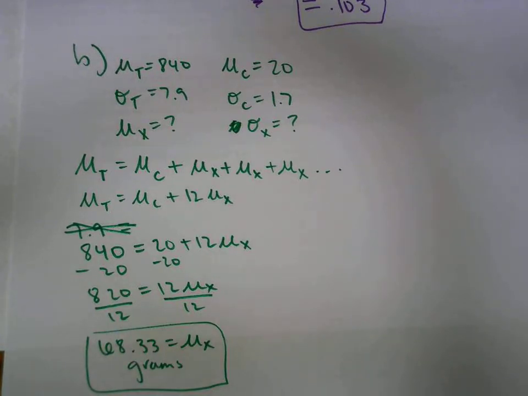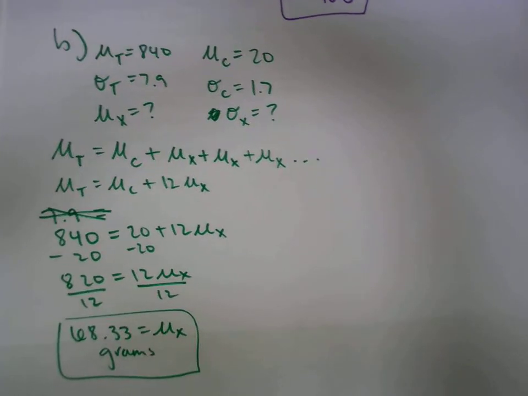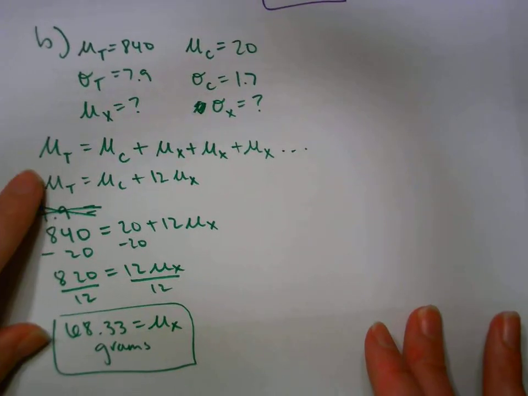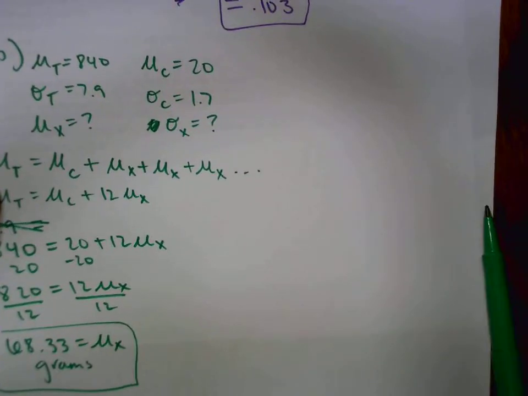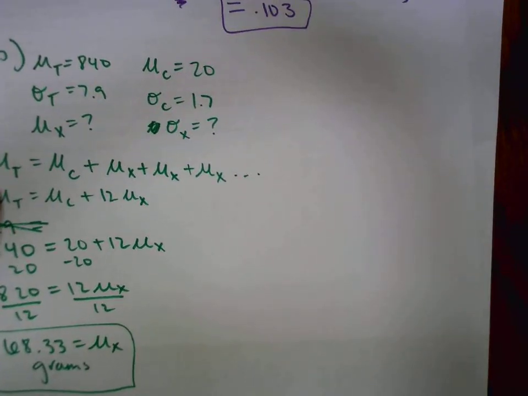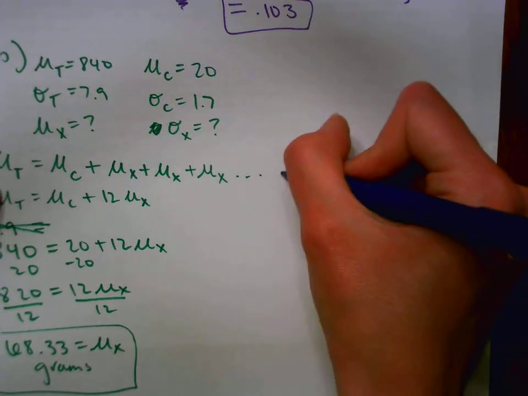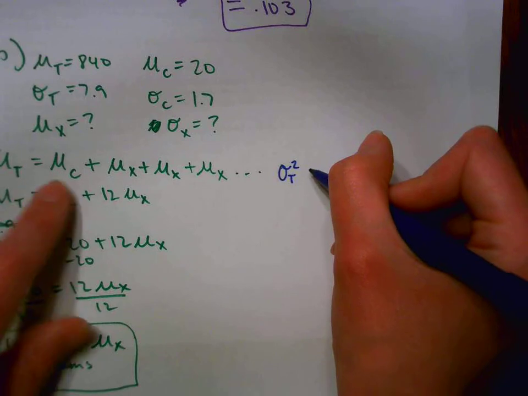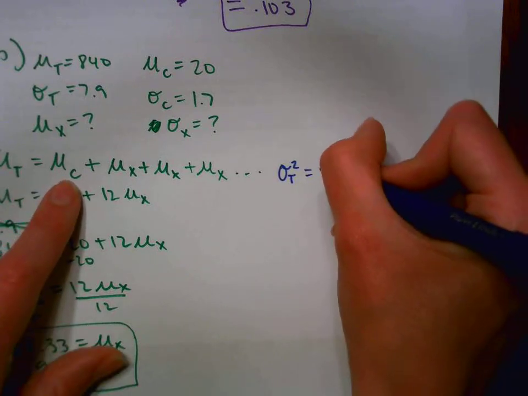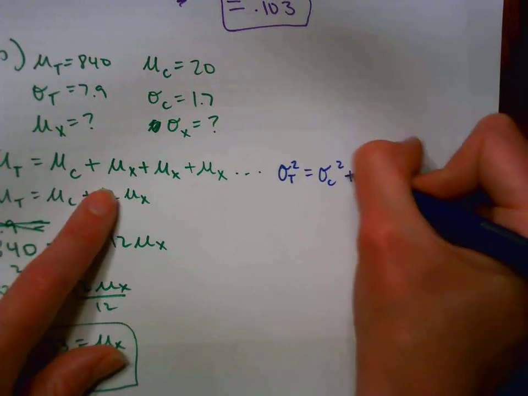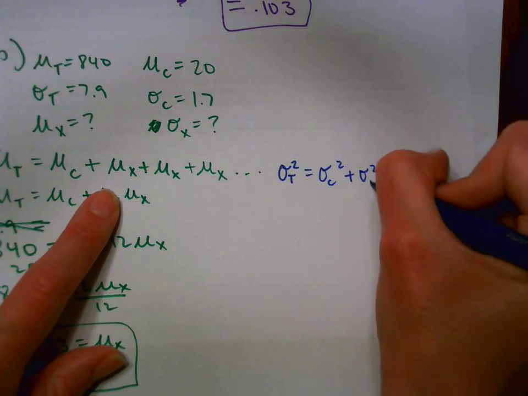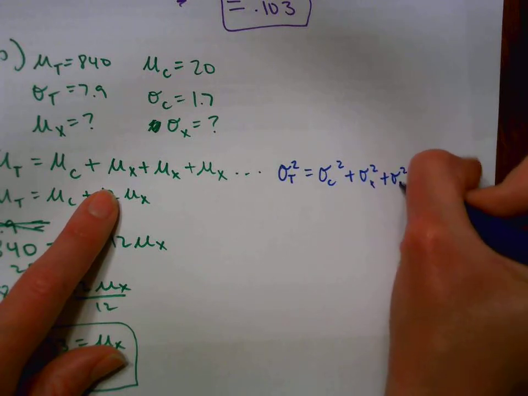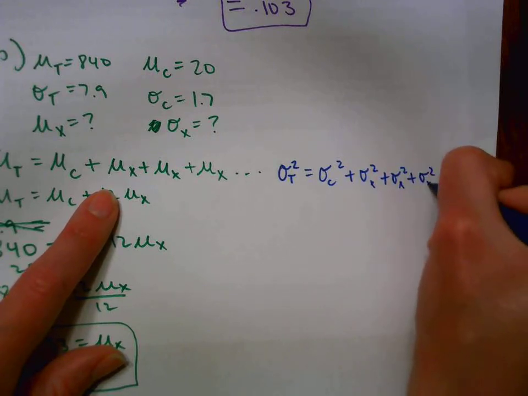Okay, so now let's think about this in terms of standard deviation. So remember, we can't add standard deviation, so let's first write it out in terms of variance, the same way we did it here. Let me do a different color so it doesn't run together. So we know the variance of t will equal the variance of c plus the variance of x 12 times, right? You're adding up that variance 12 times.